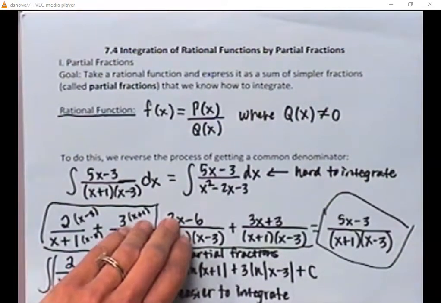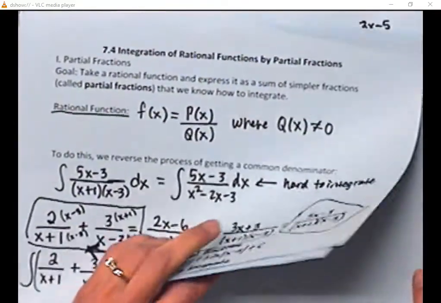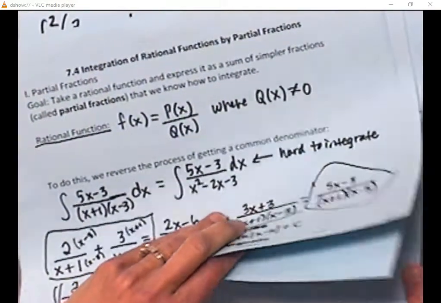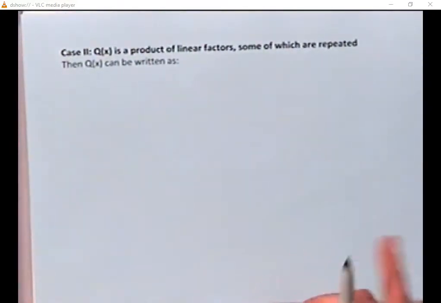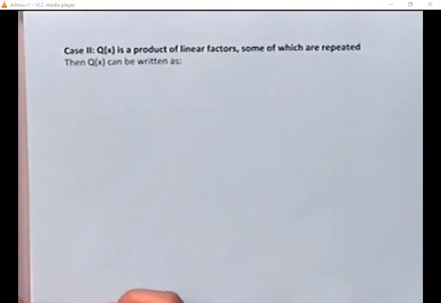Partial fractions technique. Last time we talked about when you had distinct linear factors, how to set up and find the constants to break it down into two simpler fractions that you could actually integrate. So we're going to look at a couple more cases here. All of the ones we've seen so far had distinct linear factors, so they are all different ones.